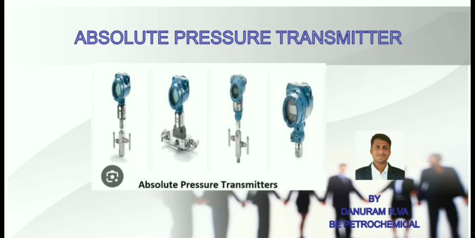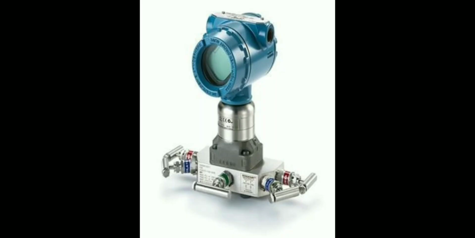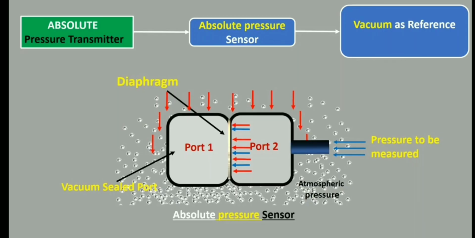In this video, we are going to see about absolute pressure transmitter. First, what is meant by an absolute pressure transmitter? It is a device designed to measure pressure relative to a perfect vacuum, which is zero pressure, rather than atmospheric pressure. Let's look at the working of an absolute pressure transmitter.